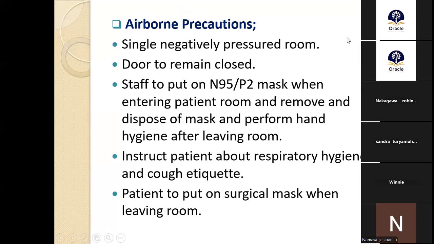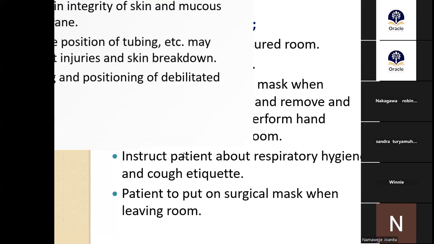Airborne precautions. Then we have a single, negatively pressured room. The room should have negative pressure, like theaters normally. Doors to remain closed, just like we do in theater. We put on an N95 or PEEP mask. Educate patients about respiratory hygiene. The patient should put on a surgical mask when leaving the room.